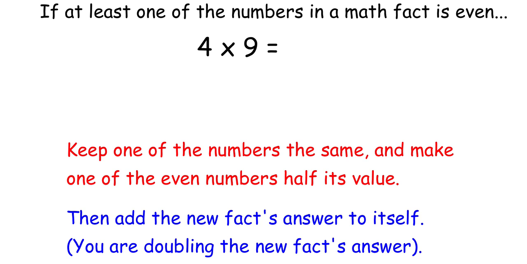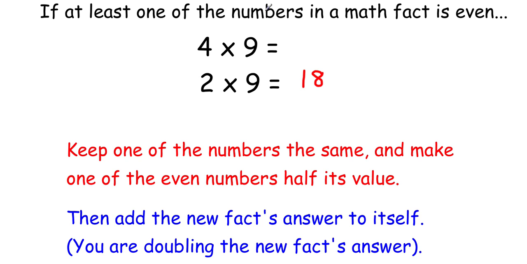Yeah, I'm going to make that one 2 because 2 is half of 4, and I'm going to keep the 9 as is. Now, 2 times 9. Well, again, that's a double, and we've talked about our doubles facts. So, 18. 2 times 9 is 18.